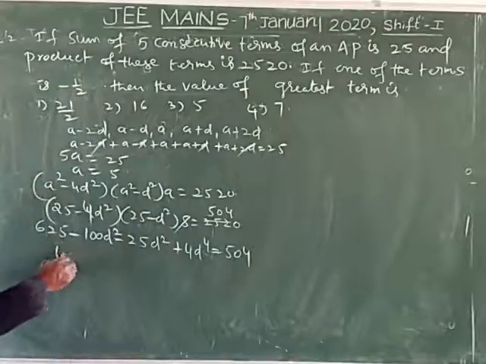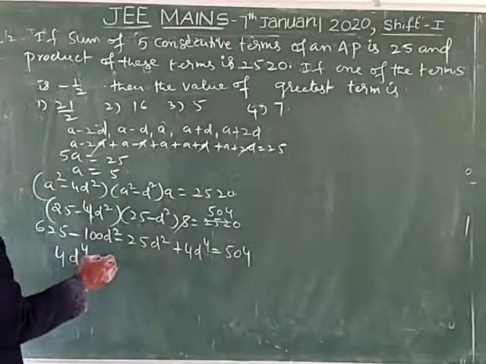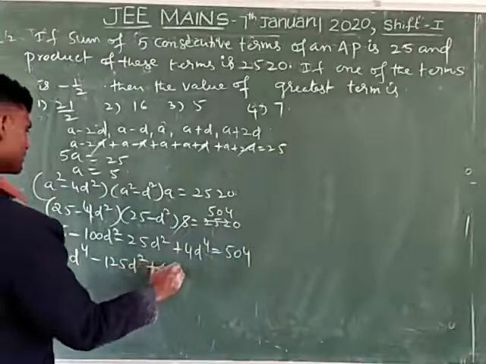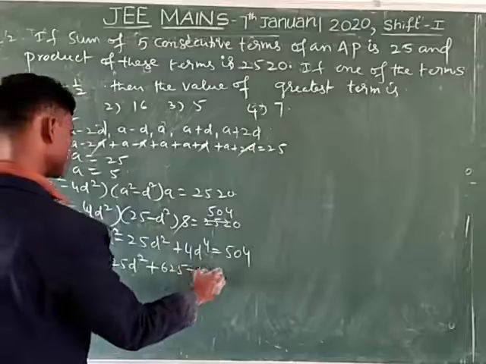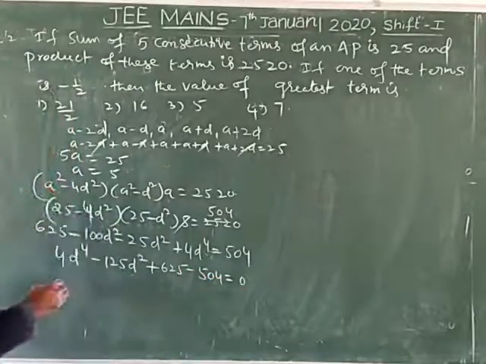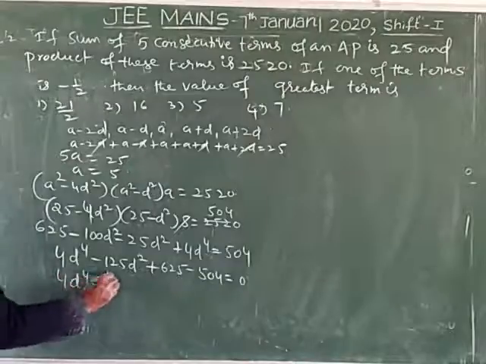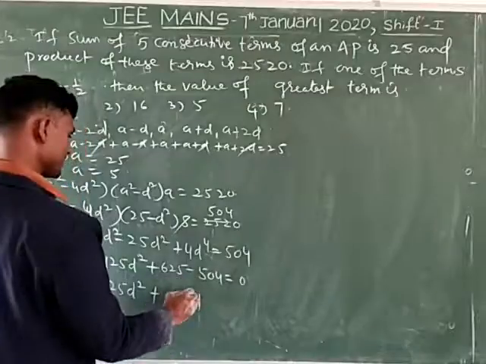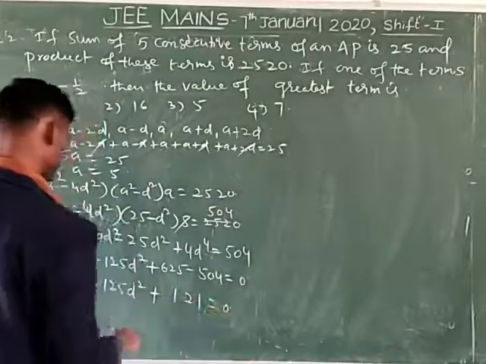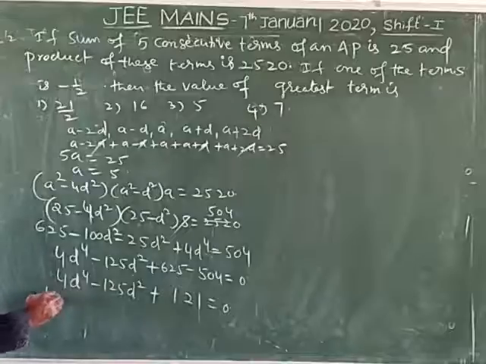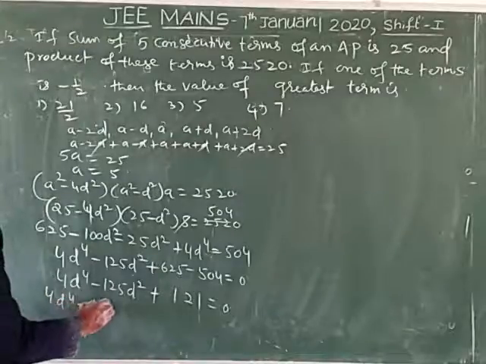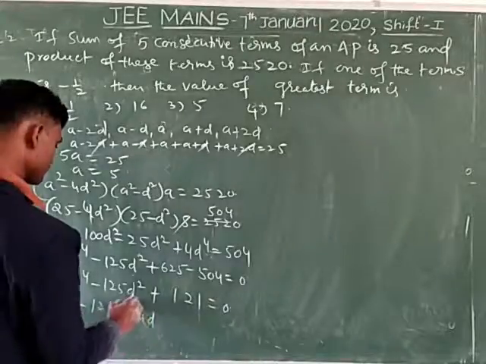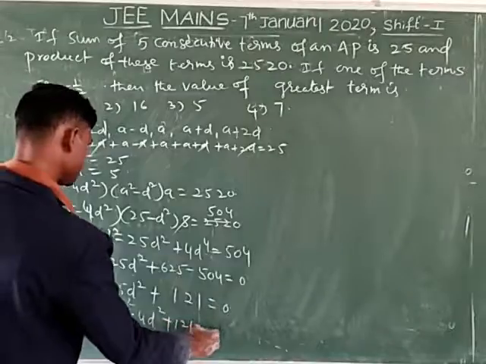Now 4d to the 4 minus 125d square plus 625, and this 504 also goes to this side, minus 504, equals 0. Now 4d to the 4 minus 125d square plus 121 is equal to 0. Now this one is factorized: 4d to the 4 minus 121d square minus 4d square plus 121 is equal to 0.